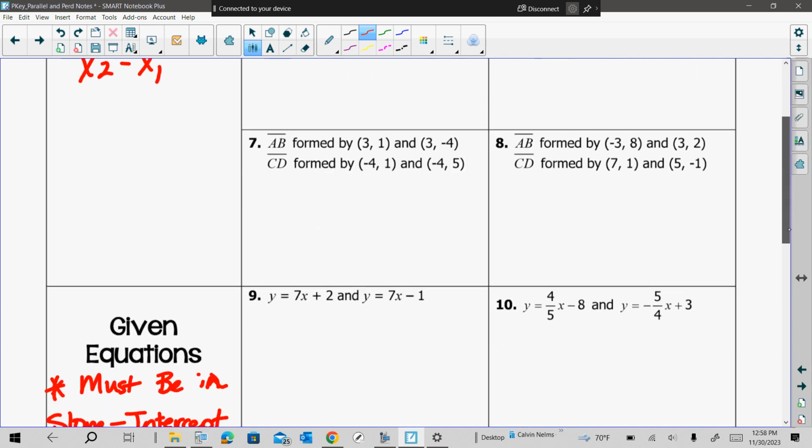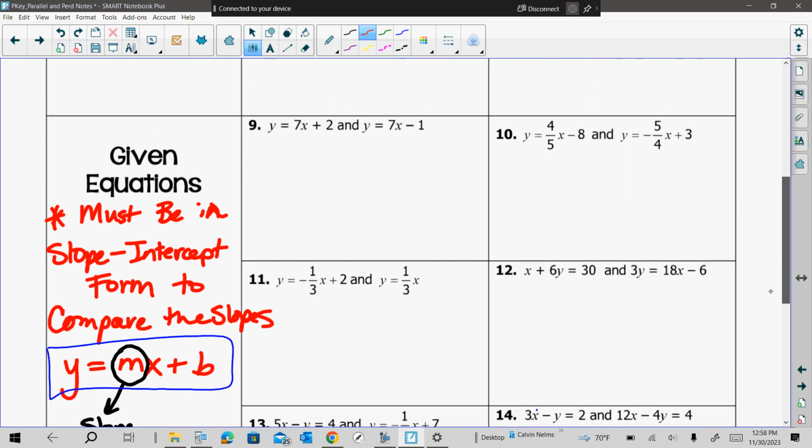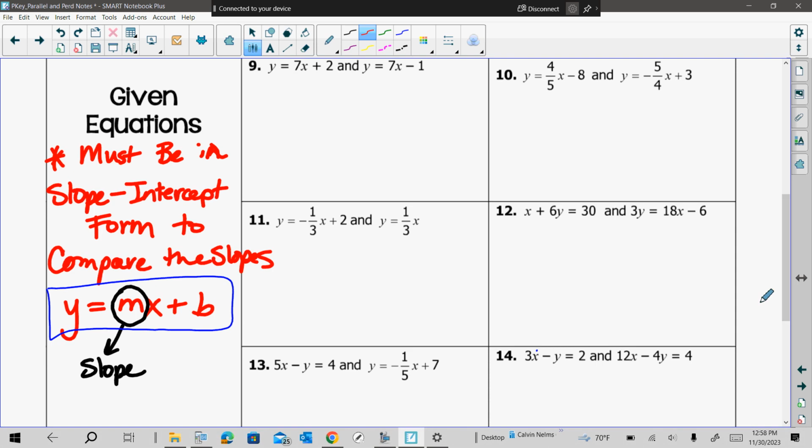I need you to add some information. When you are given equations right here, add this to your notes. When you're given an equation, you must be in slope-intercept form to compare the slopes. Thank you. The reason why, and this is what we did at the beginning of our notes when I was talking about an example, that goes glued in after the blue foldable.